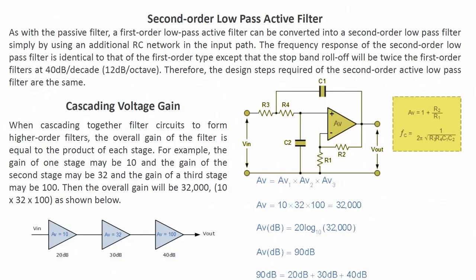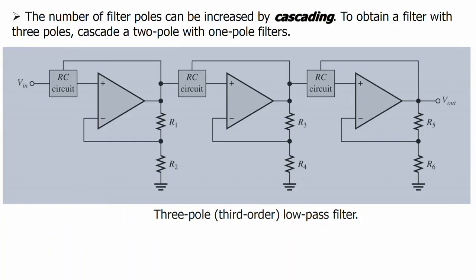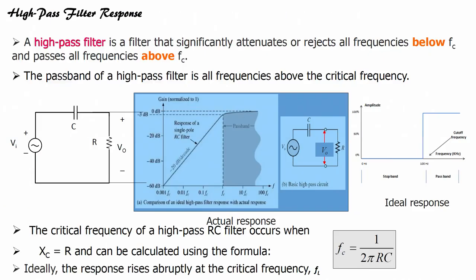So, the cascading from a single pole to a 2 pole filter, we can make by cascading the R and C. If you keep on cascading, the number of filter poles can be increased. To obtain a filter with 3 poles, cascade a 2 pole with a 1 pole filter, and so on. So, this is a 3 pole low pass filter. 1 pole will give you minus 20 dB per decade.